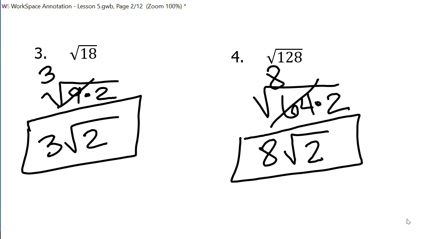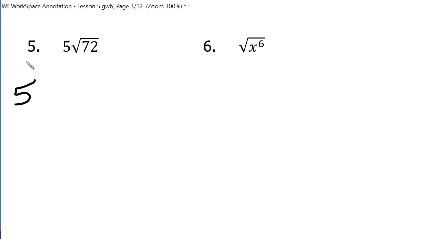Number 5. Now this one has a value out front. So keep the 5 out front. Now we need to break up the 72. So what is the largest perfect square for 72? 36. So use 36 times 2. Now mark out the 36 and square root it. What's the square root of 36? 6.